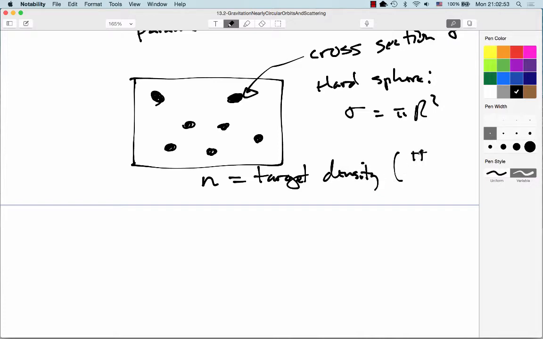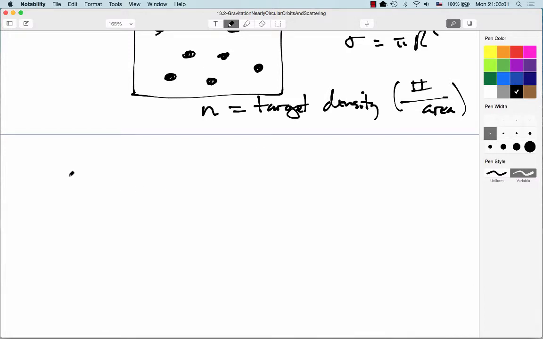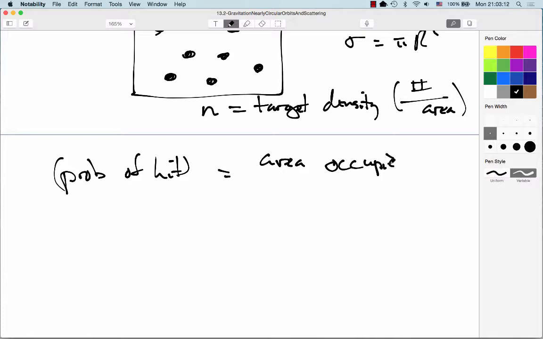So this will be the number of scattering centers we have over the total area. So our probability of hitting one of the scattering centers will be equal to the area occupied by the targets over the total area.